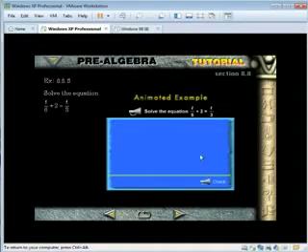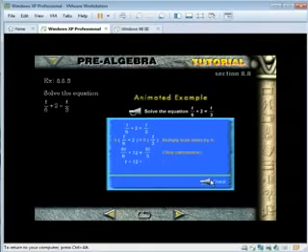Example 8.8.3. Solve the equation t over 6 plus 2 equals t over 3. Since this equation contains fractions, we have to multiply by the least common denominator to clear the fractions. The least common denominator of t over 6 and t over 3 is 6.